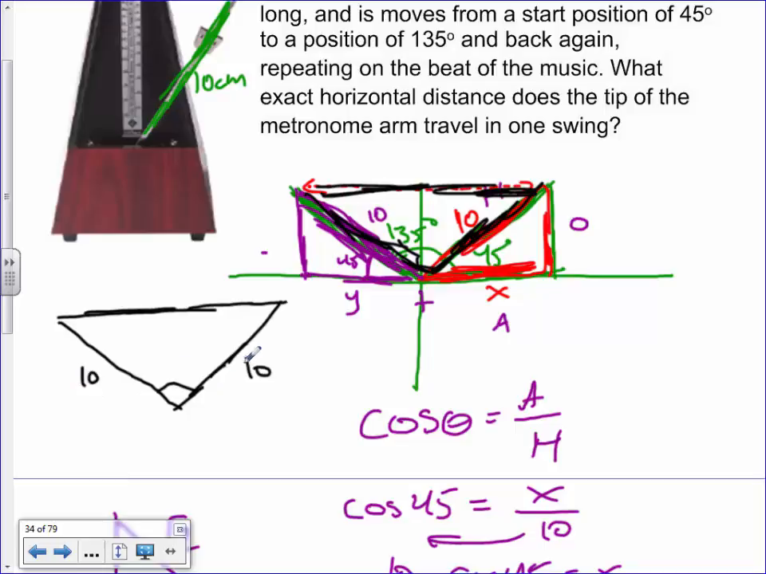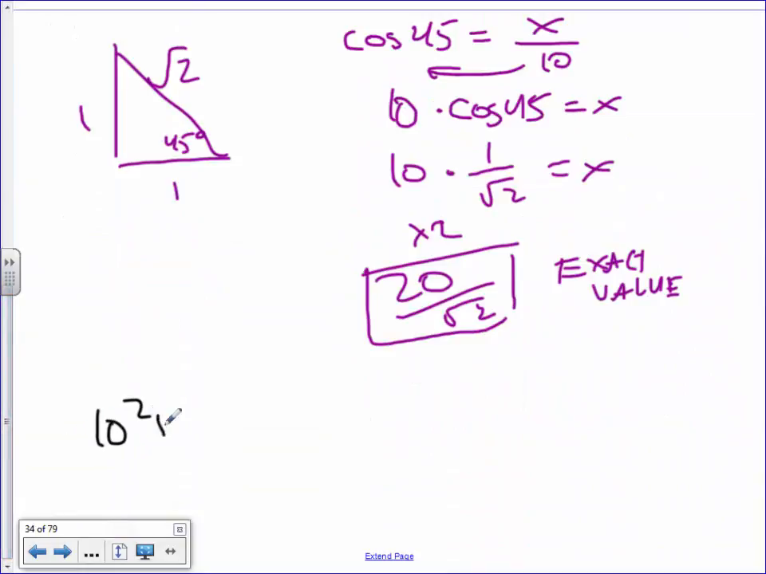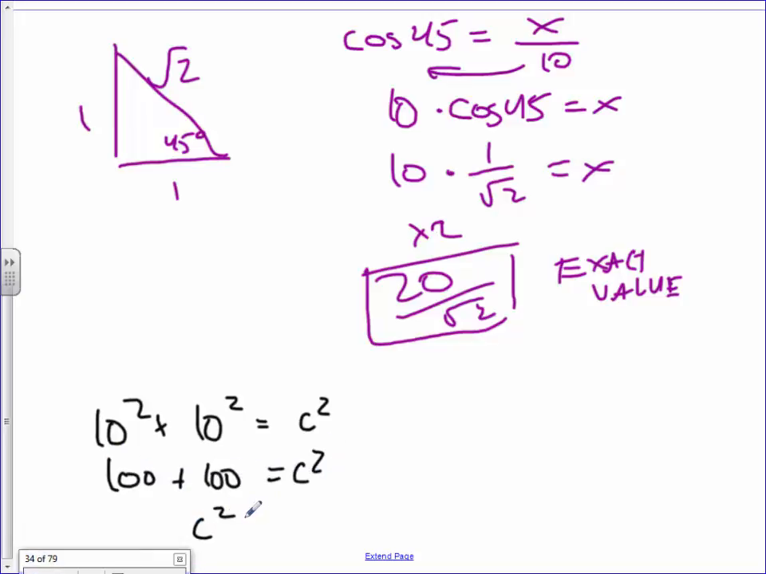Because what you have is 10 squared and 10 squared equals c squared. So an alternate method of doing it would be to say 10 squared plus 10 squared equals c squared. So that's 100 plus 100 equals c squared. C squared equals 200, or c equals the square root of 200.